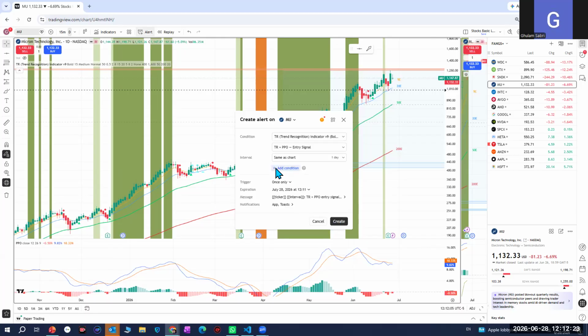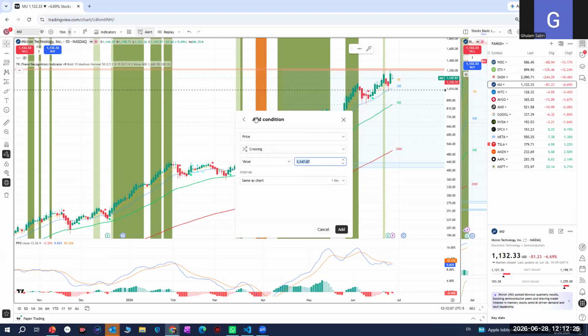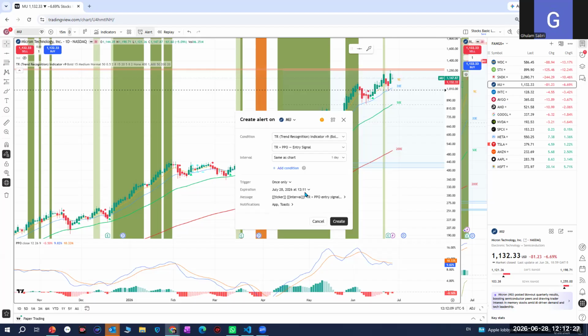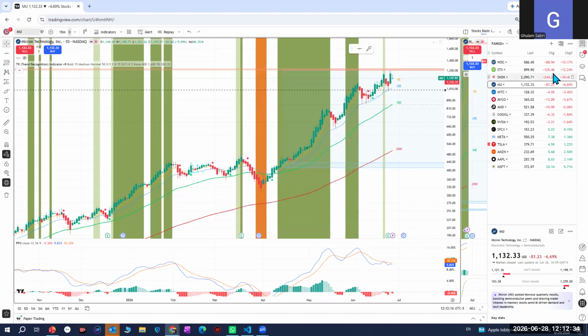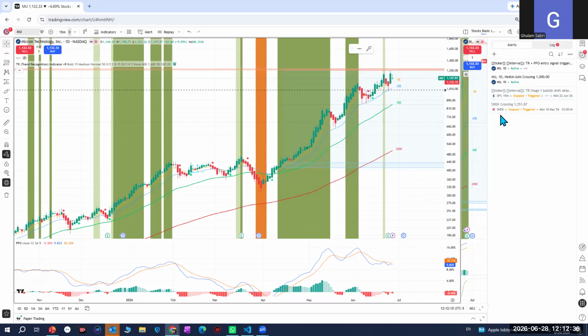And you can add certain conditions as well, that price must be higher than this and that. You can play around with this in a number of different possible ways, and you can create an alert. So here is another alert right here, TR plus PPO. I just created this alert. So this is also a useful feature. So this will send you an email accordingly. Okay.